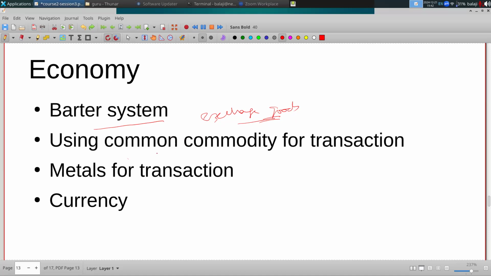So we want to have a common commodity so that it can be exchanged easily, right? The common commodity, a lot of times, if you see the origin of money, again, that's a big topic, I'm not going into that. But the origin and development of money shows that there was a lot of common commodity which was used for transactions, like rice, right? Or maize or corn.